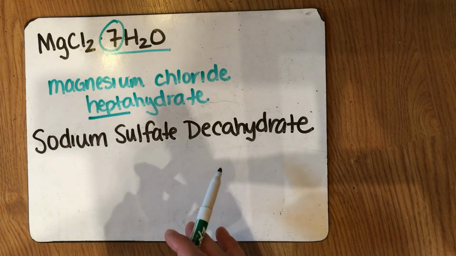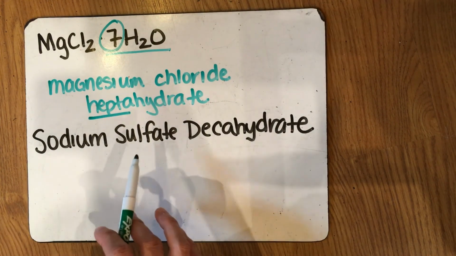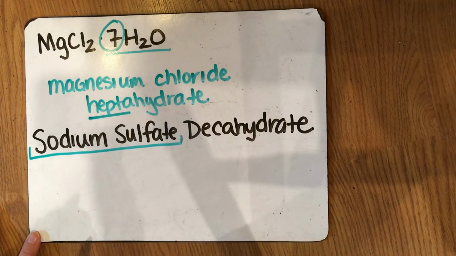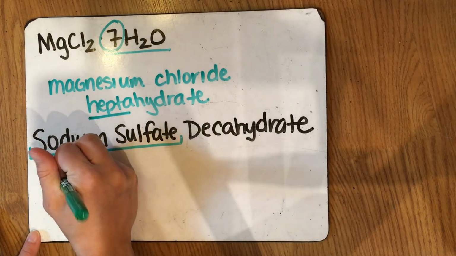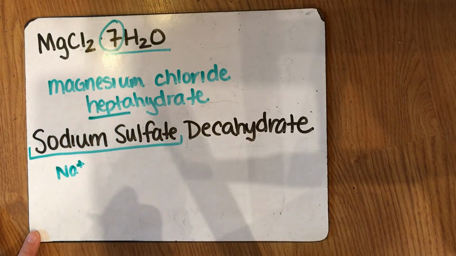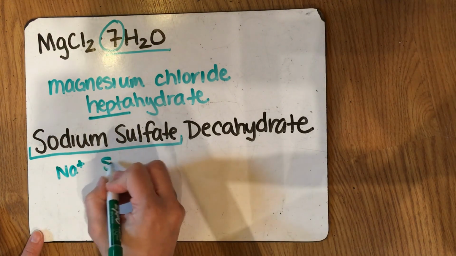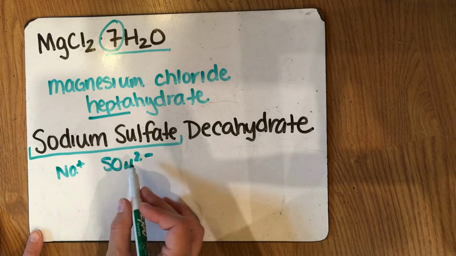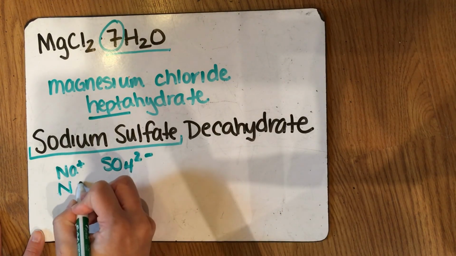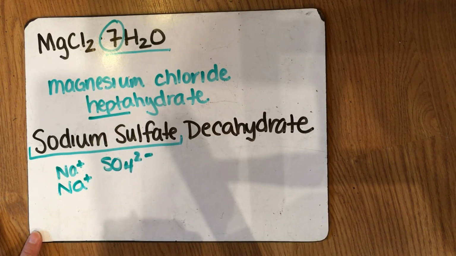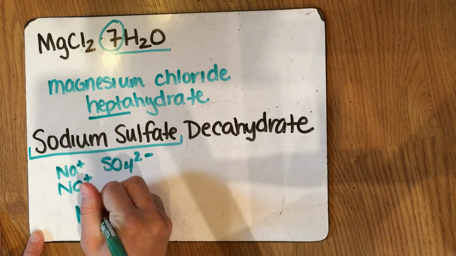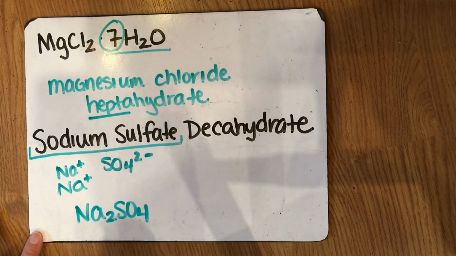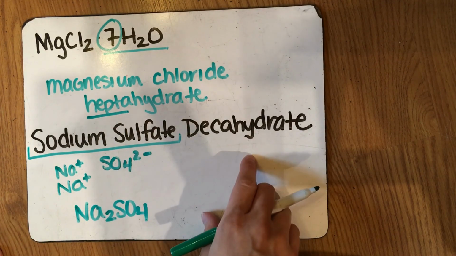In order to write the formula, we take the name, sodium sulfate decahydrate. We can focus on the ionic compound part first. So we have sodium, which we know is Na+, and sulfate, which is one of our polyatomic ions, it's SO4 2-. These do not cancel out, so we have to add another sodium, and we get Na2SO4.